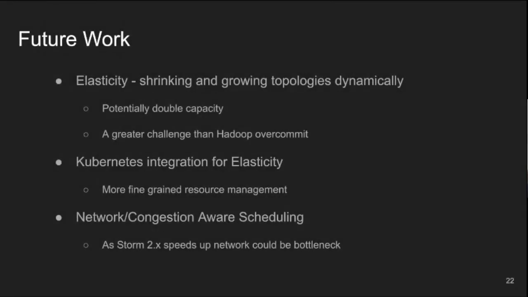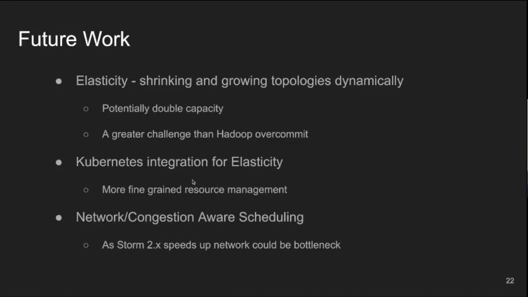Future work: elasticity, shrinking and growing topologies dynamically. That's the work that we're trying to get to, but it's slightly more challenging than the Hadoop overcommit kind of methodology of trying to get to elasticity. There is a potential for doubling capacity, and how we accomplish that is the question. We're working on that. Kubernetes integration for elasticity.